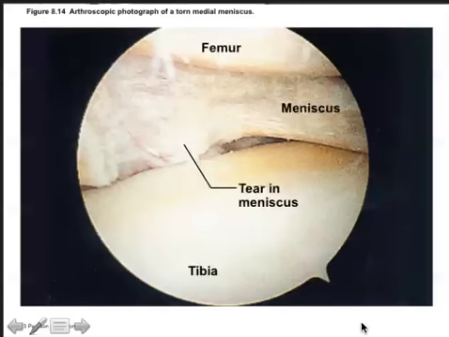And so here you can see an example of a meniscus with a tear in it. This is again the distal head of the femur, the proximal head of the tibia. This is inside the knee joint, and you can see where the rupture takes place, and this is where the surgery would be most effective.